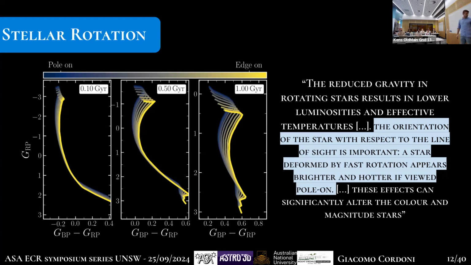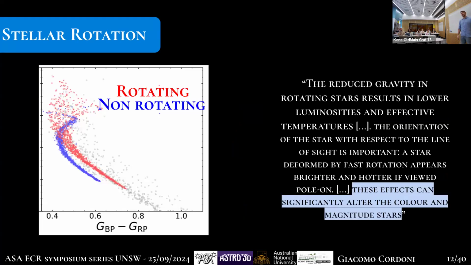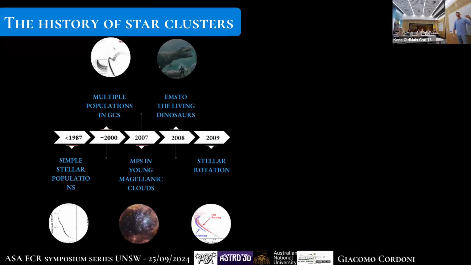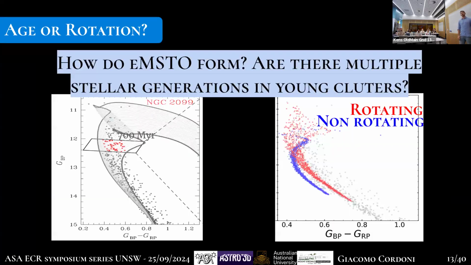So if we combine these two effects together, what we have is that stellar rotation can spread stars in the turnoff. And in particular, you see that here we have the extended main sequence turnoff that we saw in the clusters. And if we combine rotating and non-rotating stars, we also have this split in the main sequence. So actually, rotation in principle can explain very well what is happening in Magellanic Clouds clusters. And so in 2009, we have this dichotomy between age differences and stellar rotation.